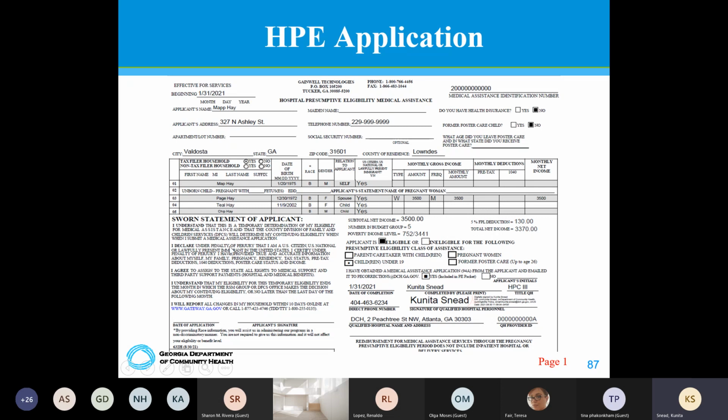Since this was done over the phone, this is the sworn statement you need to make sure that you're reading to your applicant. And this is not signed because we signed the attachment A on his behalf because this was a telephone interview.